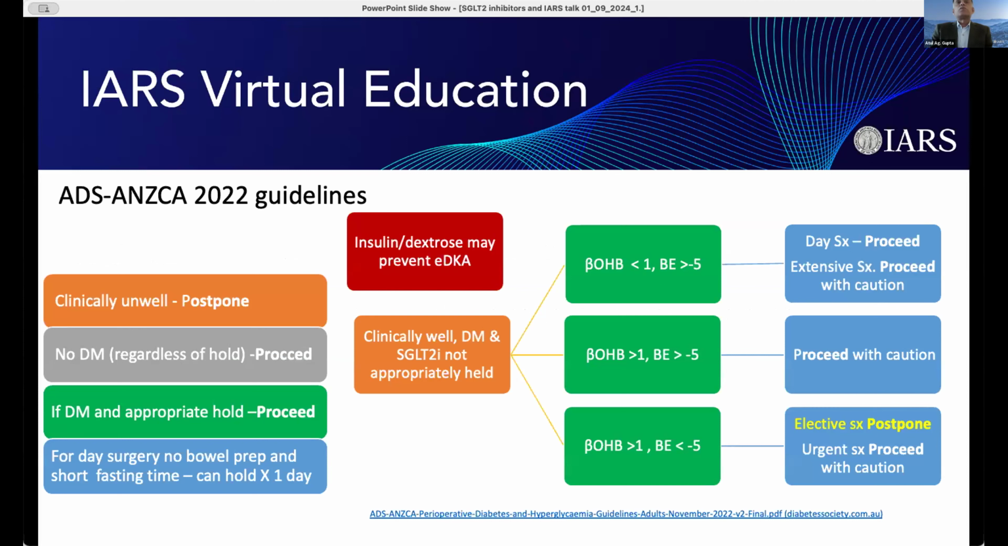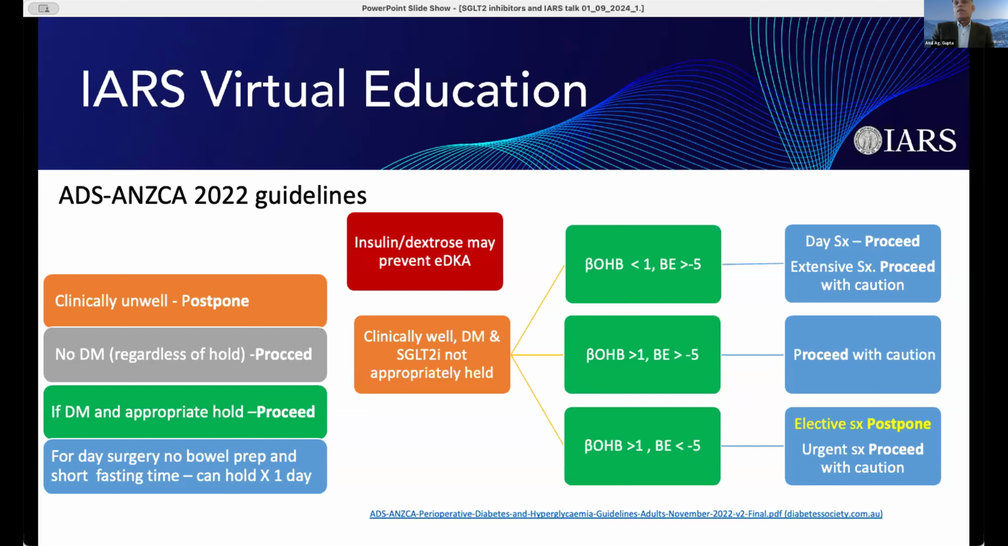So in 2022, the Australian Diabetes Society and New Zealand societies came up with guidelines as to how to approach patients who are on SGLT2 inhibitors. They said, if the patient is clinically unwell, postpone surgery. If the patient doesn't have diabetes, you can proceed, irrespective of duration of hold. If the patient is diabetic but has held SGLT2 inhibitors appropriately, okay to proceed. And they also made a comment that if the patient is undergoing day surgery where there is no bowel prep and the patient has a short fasting time, they can hold just for the day of surgery.